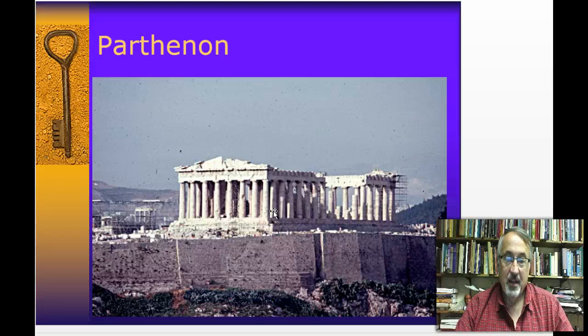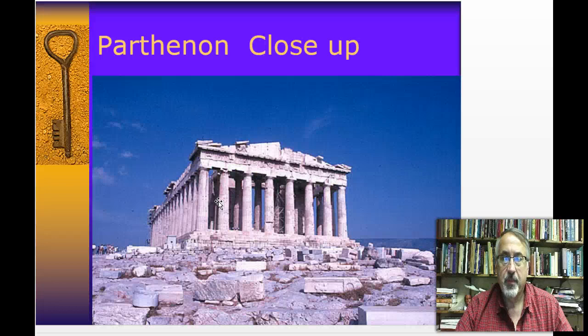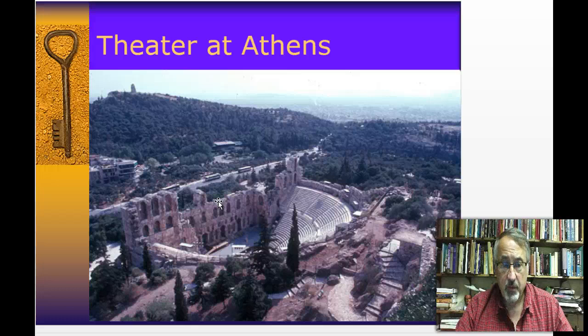I mean, there wouldn't have been ruins at the time that Paul was there. There would have been temples, would have been great processions that would have been going up here every year. So here's the Parthenon close up. Here's the theater that's down below from the Roman period, near the Acropolis. Paul would have seen this as well. Roman theaters were a part of every city.